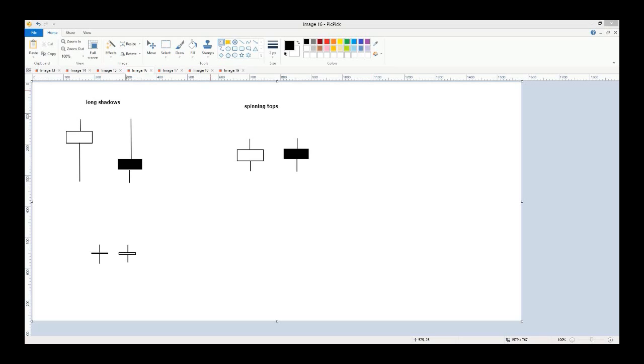The first is a candlestick with a longer upper shadow. We can see that here. It indicates that buyers dominated during the session and bid prices higher, so they took the prices higher in the beginning. However, sellers later on forced the prices down from their highs and came down to close at this level.